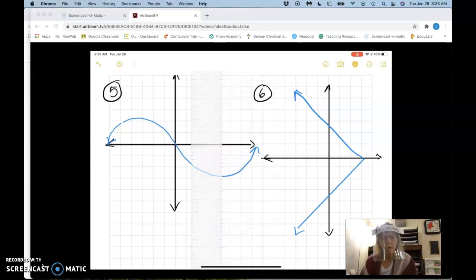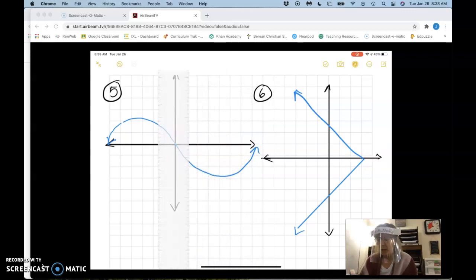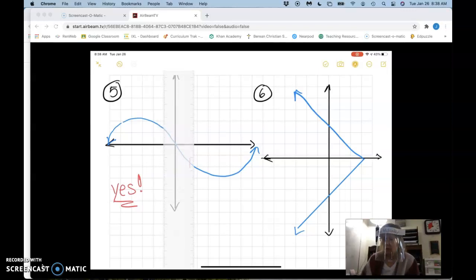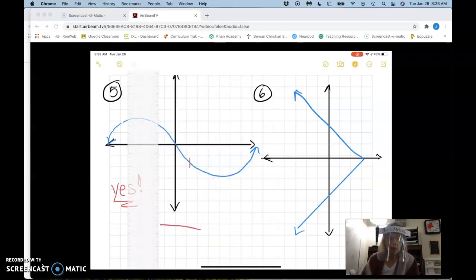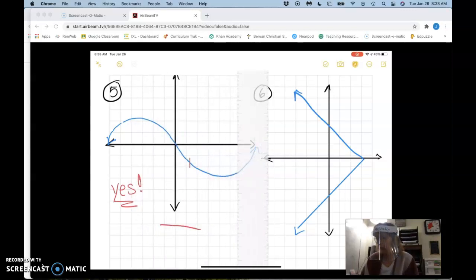So is number 5 a function? Yes, it is a function. Good job, Bradley. Because only one part of the line touches this front part of my ruler at any time. Okay? So I'm just looking at that leading edge of the ruler. And it never touches my line in more than one place. Okay? All right. So let's try it on number 6.